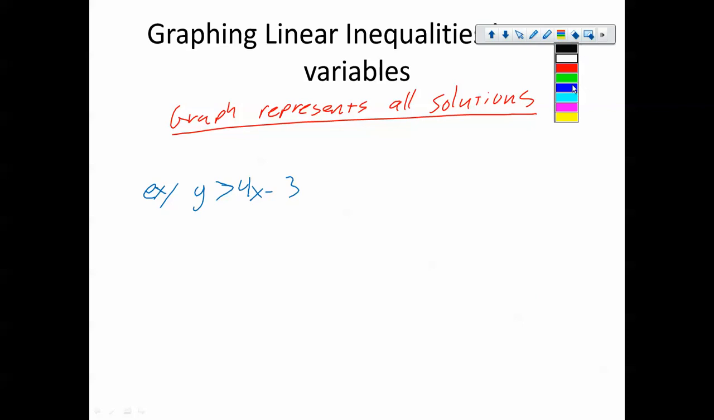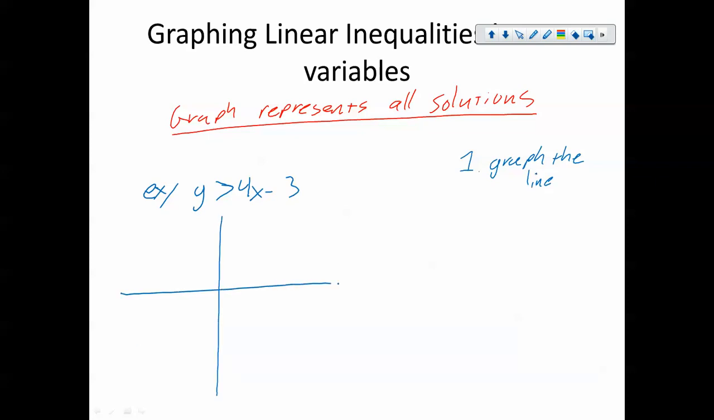So the first thing that we're going to do is graph the line. And the way that you graph the line is the same as what we did in the previous unit and what we did on the first couple of slides here. There's a y-intercept at negative 3, there's a slope of 4, and so we connect the dots.